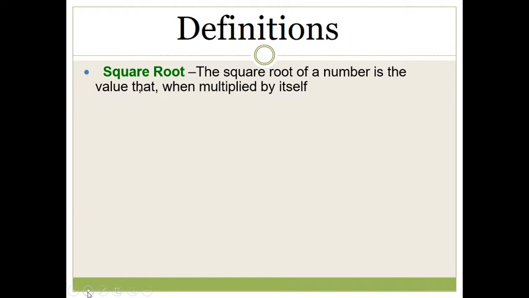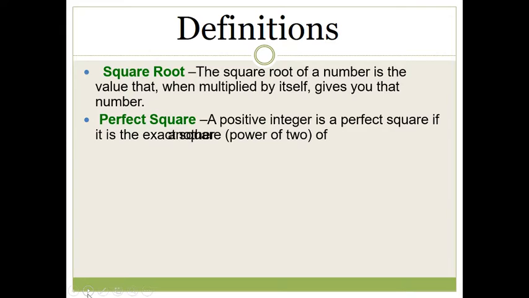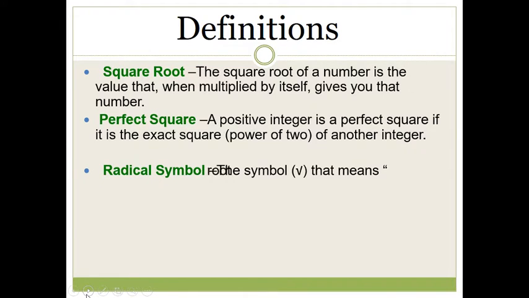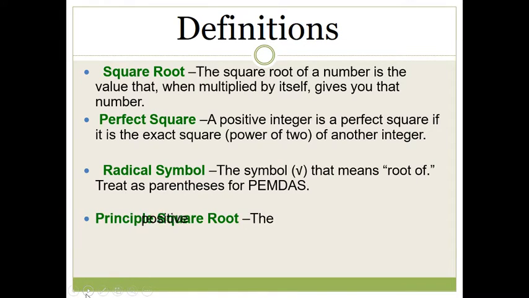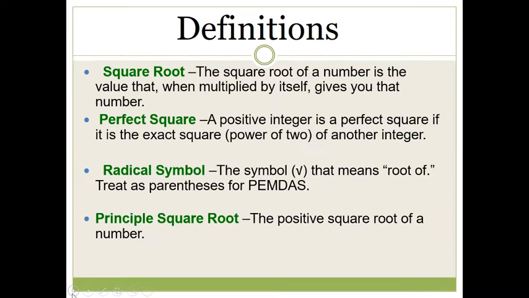The square root of a number is the value that, when multiplied by itself, gives you that number. So for example, the square root of 25 is 5 because 5 times 5 is equal to 25. So basically we're looking for a number that when I multiply it by its own self gives the number. It doesn't mean divide by 2, which is the common mistake.